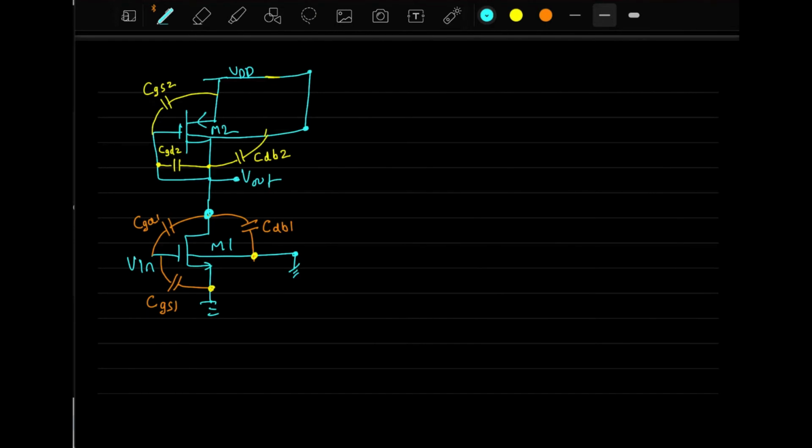If you are not able to find it, the capacitance which is 0 is CGD2. Why CGD2? Because you see here the MOSFET M2 is diode connected. If it is diode connected, both the potentials are at the same point. So with the same logic, this particular capacitance will also go away, because both ends of this capacitor are at the same potential. That's why it is gone.